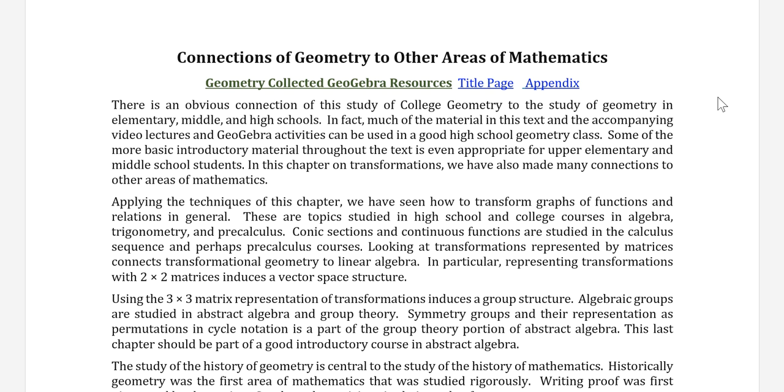In fact, much of the material that we've done in my text and in these videos, and my GeoGebra activities can be used in a good high school geometry class, and some of the more basic introductory material throughout the text and in the videos is even appropriate for upper elementary and middle school students.